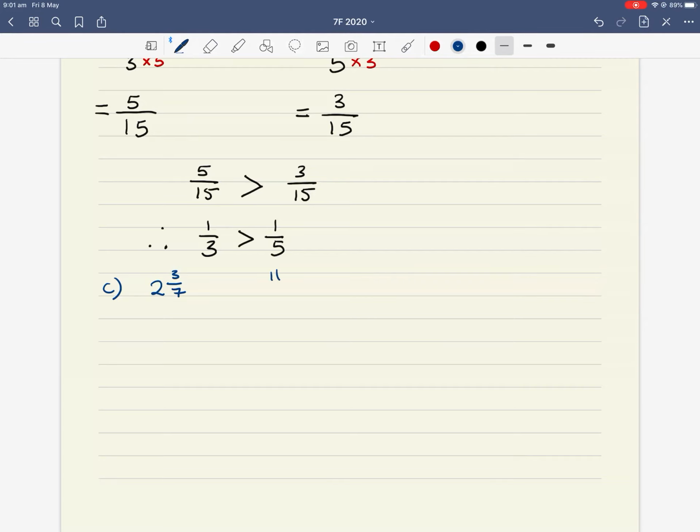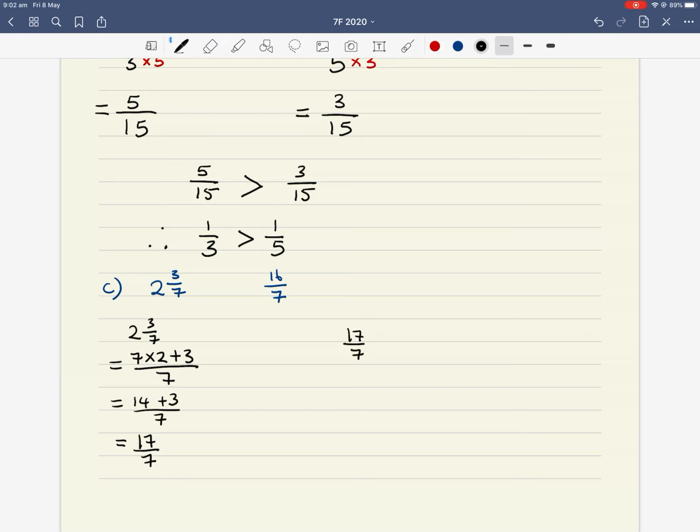Part C. Let's look at 2 3/7 versus 16 over 7. So step 1, are our fractions improper? No, because 2 3/7 is not improper. So it's denominator times the wholes plus the top number. 7 times 2 is 14, all over 7. 14 plus 3 gives me 17 over 7.